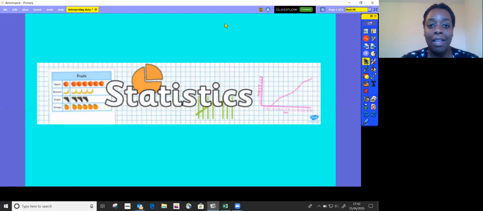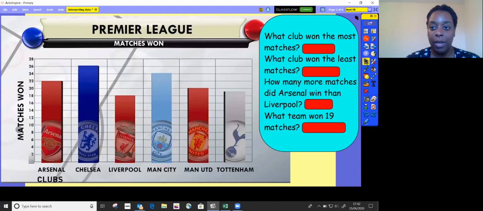Hope you're doing well. This week is all about interpreting data. So we're going to be looking at answering questions that relate to pie charts, line graphs, and bar charts. Okay, so our first question is all about information that is being shown in a bar chart about the number of matches won by different Premier League teams.